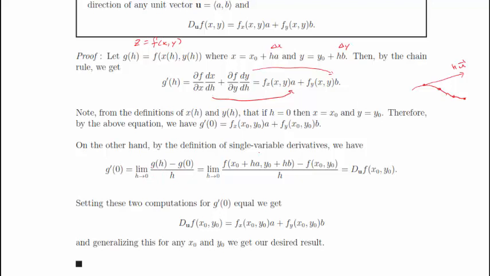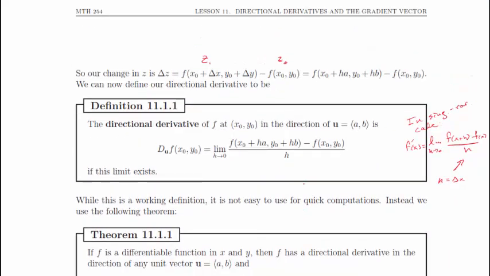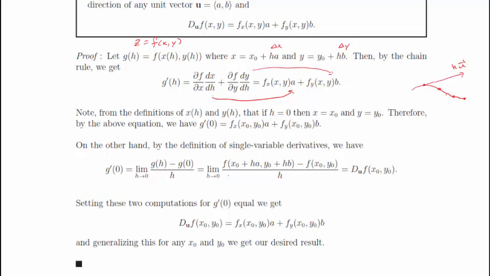Well, g of h is going to equal f of x naught plus ha comma y naught plus hb, minus g of 0, which is f of x naught comma y naught. And then this is all over h. But this is exactly the definition of our directional derivative. So we go back up here, definition 11.1.1, my directional derivative we had defined to be exactly that limit. So we can equate these things now.